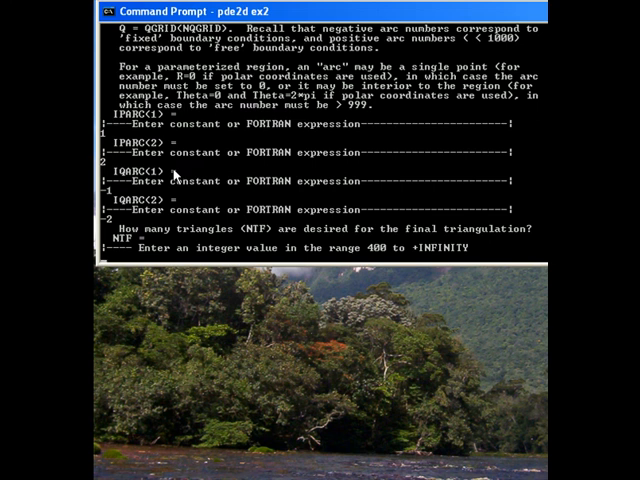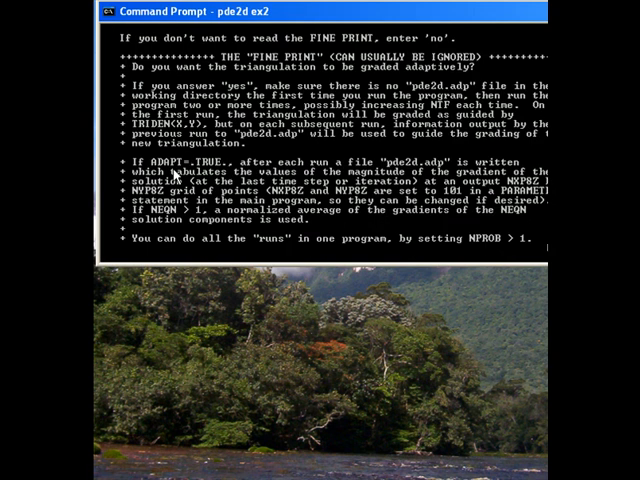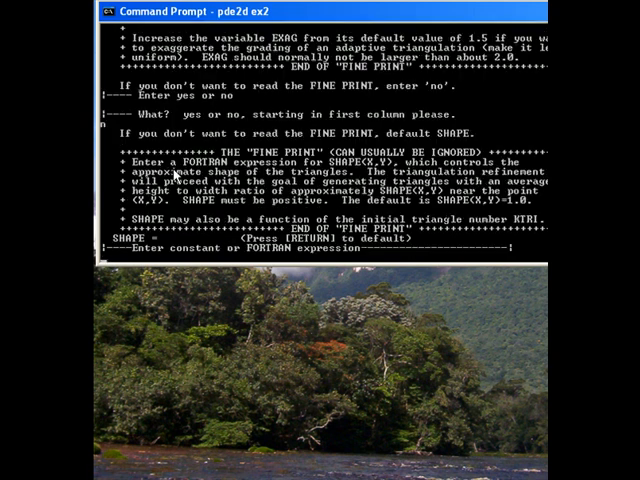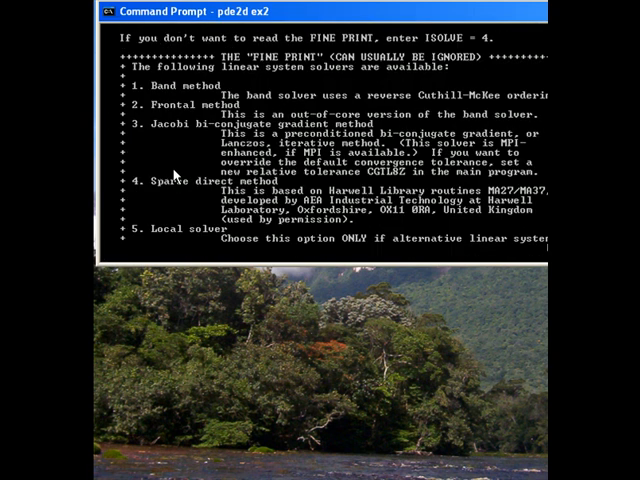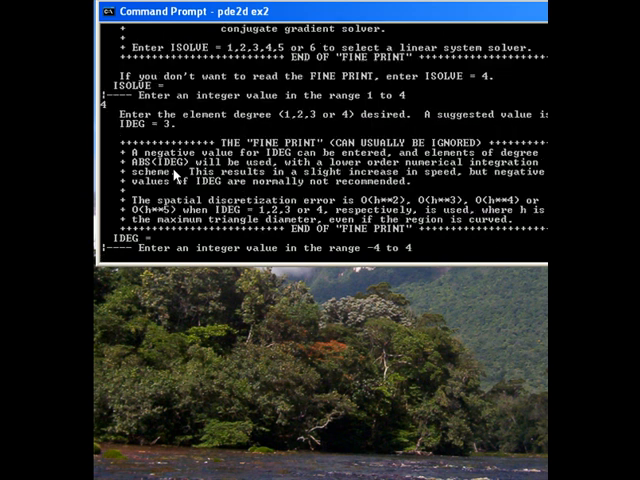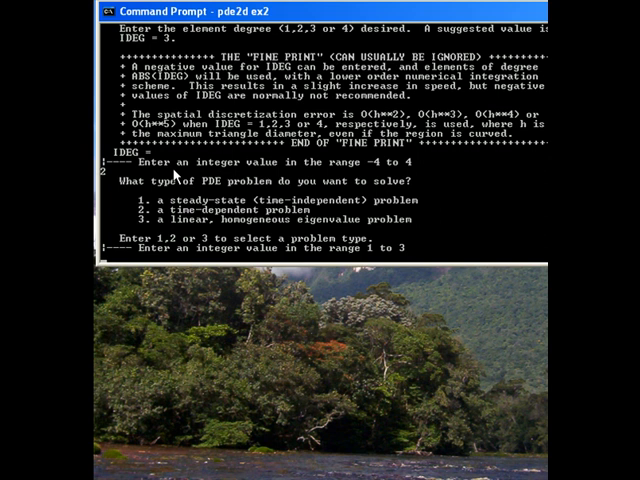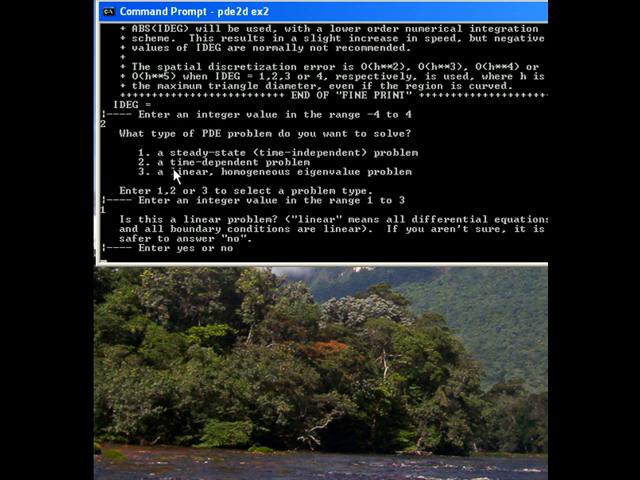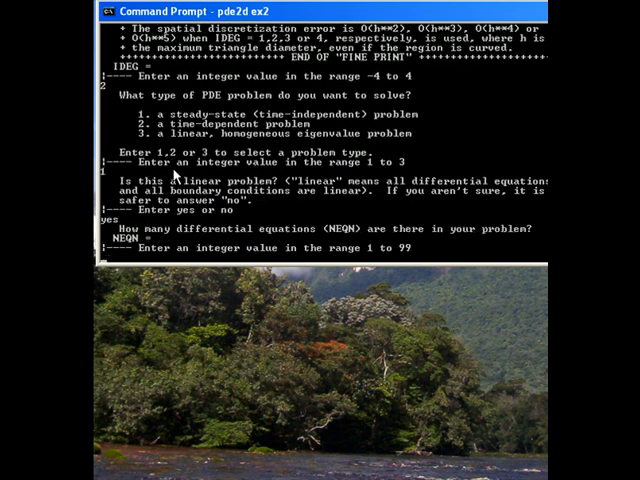Final triangulation, well, we have 400 triangles in our initial triangulation, all generated automatically, thank goodness. So final triangulation, let's go up to 1,000. And let's use a uniform triangulation, so don't worry about this stuff. It recommends the solver 4 unless you have reason to use another one. I'll use degree 2 elements. Steady state. Is it linear? Yes. Elasticity problem linear.